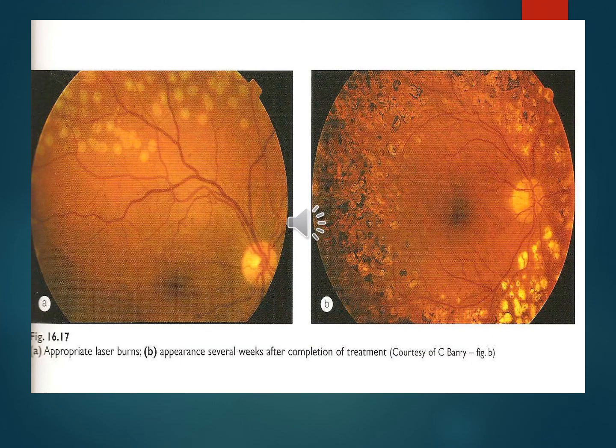Here we have two fundus photos. The left one with the yellow fresh laser spots, while the right one with the black laser spots. These are old laser scars. This modality of treatment is used for proliferative diabetic retinopathy.